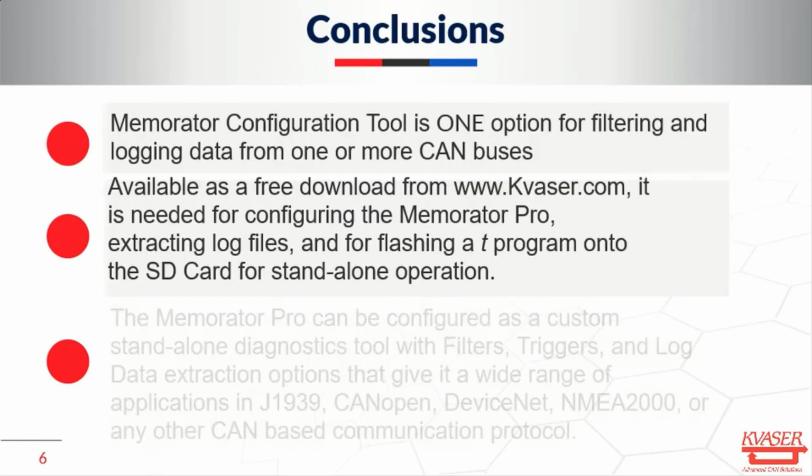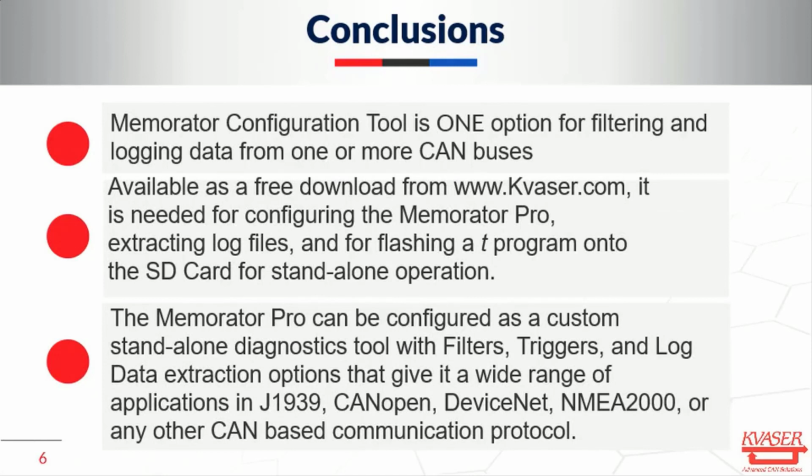So Memorator configuration tools is one option for filtering and logging data, and there are quite a few, including the T programming. It's available as a free download from Kvaser.com, as all of our software is, and it's needed to configure the Memorator Pro, extract log files, and flash a T program. So if you write a T program, you need to select the script option within Memorator configuration tools and flash that compiled T program onto your SD card.